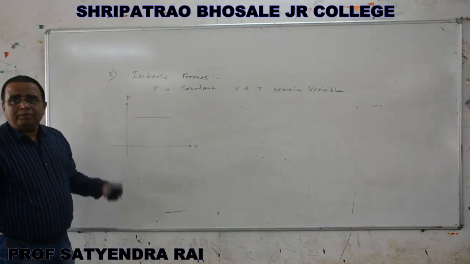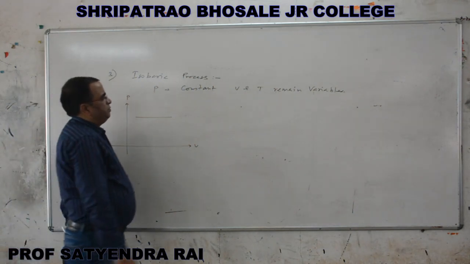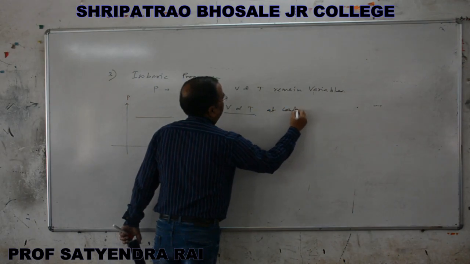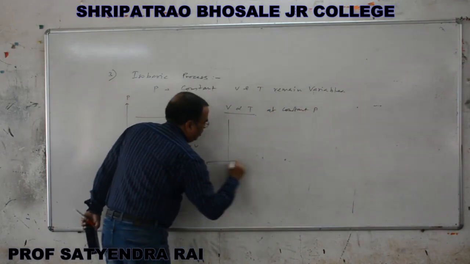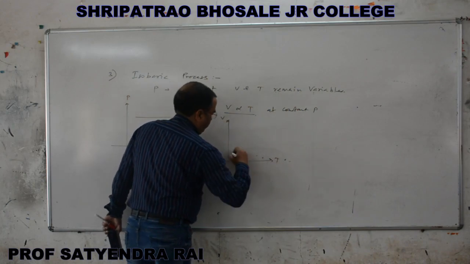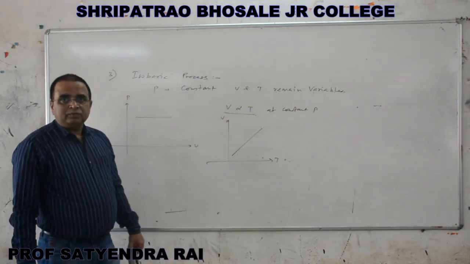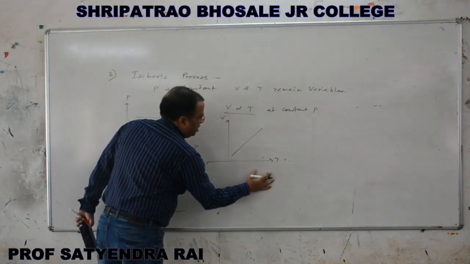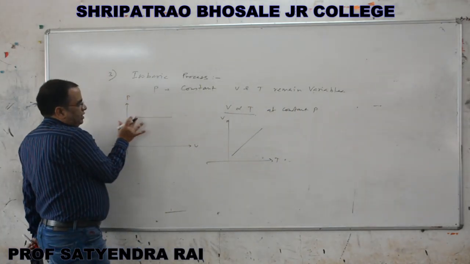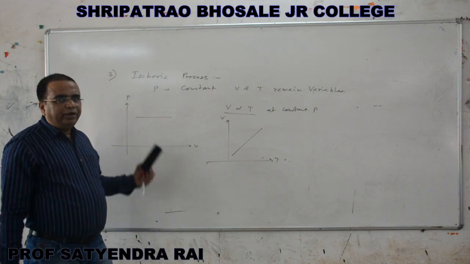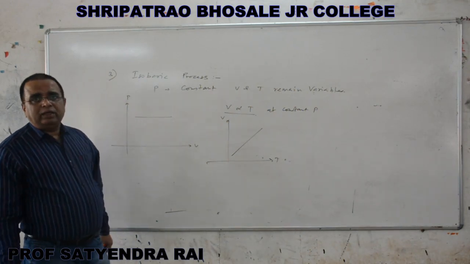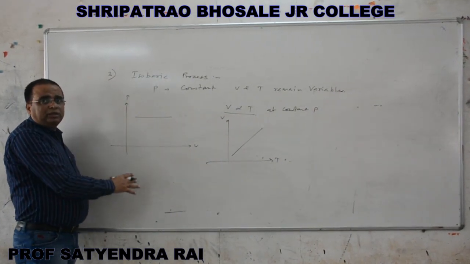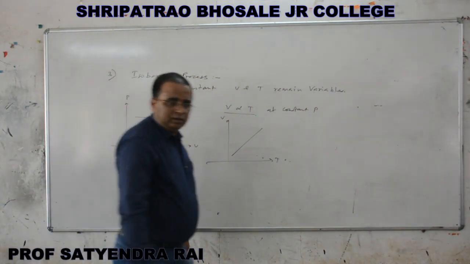Charles law says what? For a given amount of gas at a constant pressure, volume is directly proportional to temperature. That means the VT graph will be a straight line like this, directly proportional at constant P. So this is the volume versus temperature graph in an isobaric process, whereas this is the pressure versus volume graph or indicator diagram for an isobaric process. An isobaric process is the process in which the pressure is kept constant.